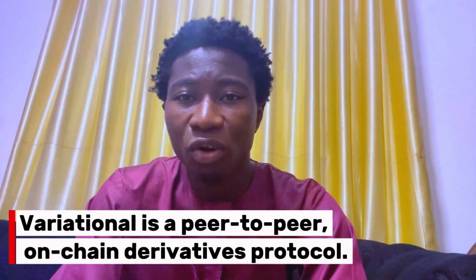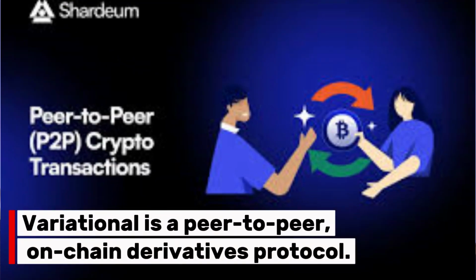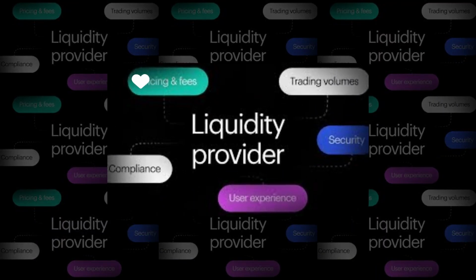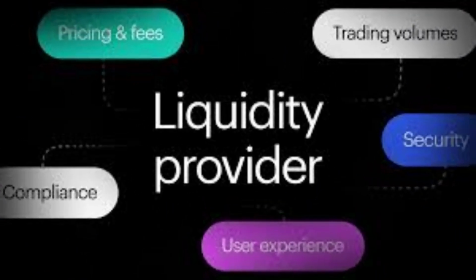Let's talk about Variational. Variational is a peer-to-peer on-chain derivatives protocol. Instead of using an order book, Variational uses a request for quote system, also known as RFQ. Here is what that means in simple terms. A trader requests a price for a derivative contract, liquidity providers respond with a quote, the best quote is selected, and the trade is settled on-chain. No centralized exchange, no hidden counterparty, no forced liquidity from black box systems.